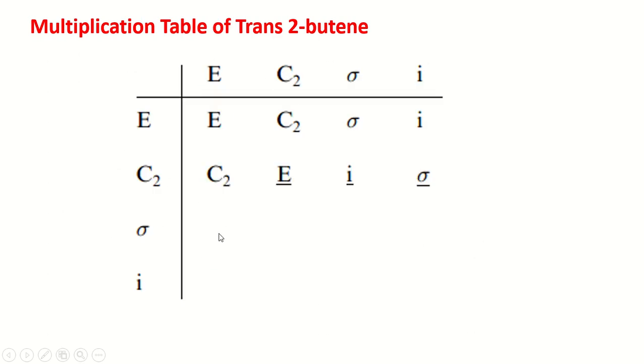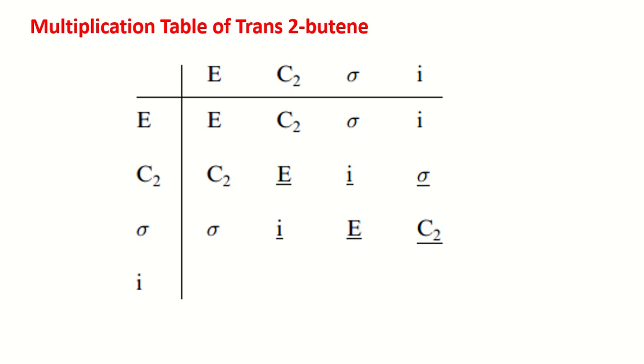We can say this is equal to sigma, this is equal to inversion center, the third one is equal to identity, and the fourth one is equal to C2. And here we can see this is the building of the multiplication table of trans-2-butene. So let us talk about the last symmetry operation, which is inversion center.